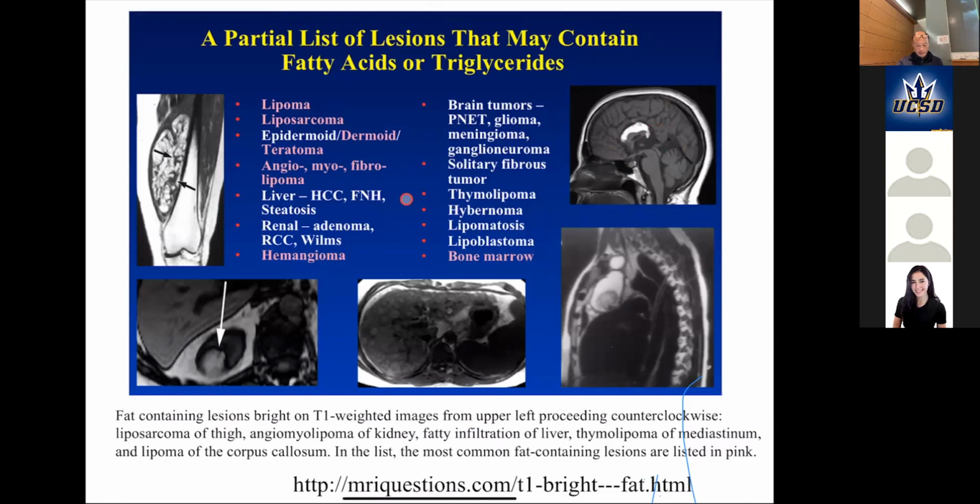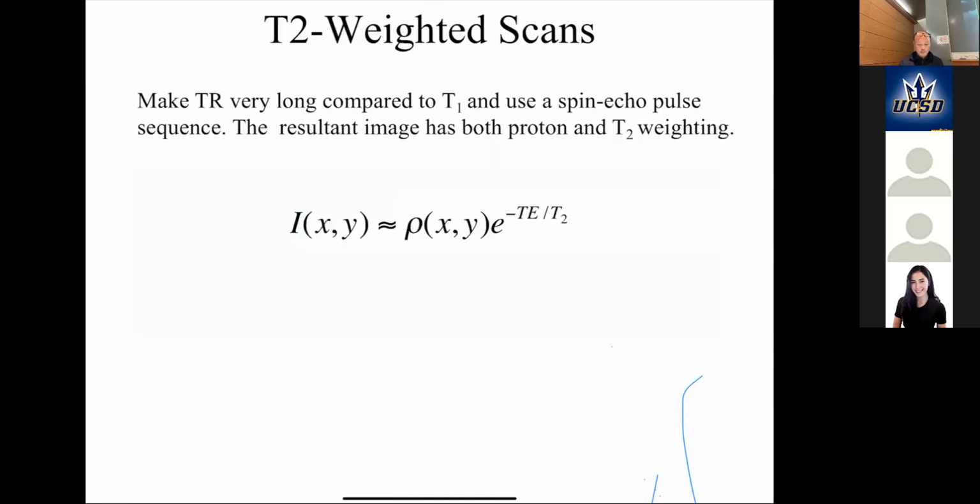Another issue that's happening a lot in today's society is fatty liver disease, right? And so a lot of fat in the liver, which is also not good for you. Okay, so that's T1 weighted scans.